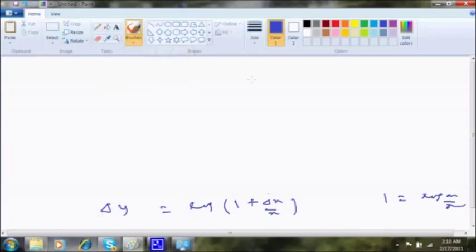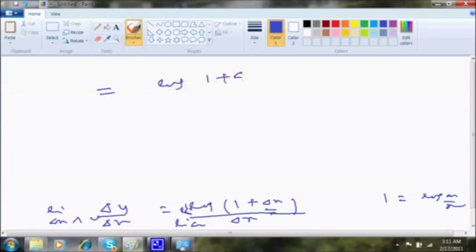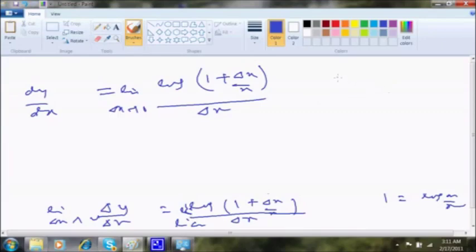So finally I'll divide a delta x over here and a delta x over here. I'll place a limit, delta x tends to 0. So this becomes log of 1 plus delta x by x divided by delta x, limit delta x tends to 0, and this part has become dy by dx. I'll have to remember only one formula, log of 1 plus x by x, limit x tends to 0, is 1.